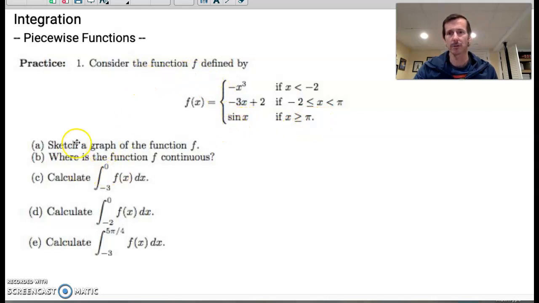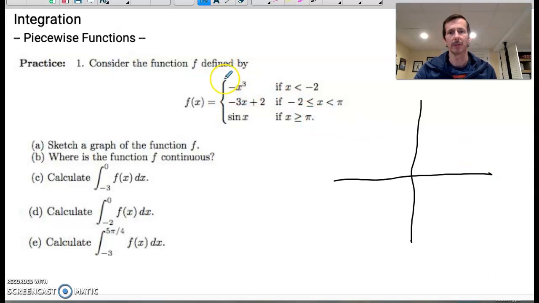So the first thing I'm going to do is graph this thing, and then I'm going to look at where it's continuous. I'm going to answer letter C, and then I'm going to switch pages to answer D and E because they get a little bit more complicated. So bear with me on this as I try to graph this thing to the best of my abilities with this little sketch pad. So I'm going to graph a very straight x and y axis. I'm going to do this part first.